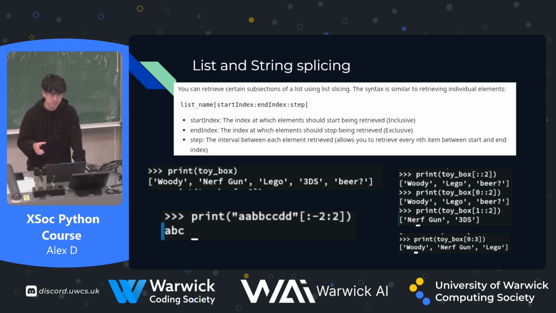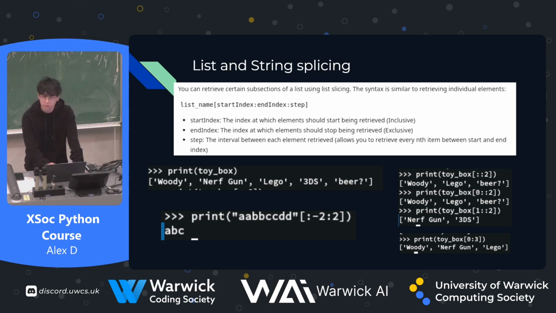And so for start, that will be 0, and for end, it will be the last element, and then 2 is the step. So if we're going to run toy box and then ::2, what that's going to do is it's going to look at the first element, and print that, then it's going to go 2 elements forwards to Lego, print that, and then do the same with bit.